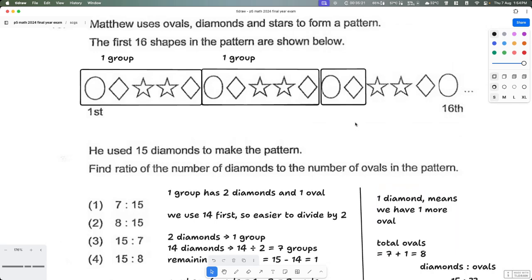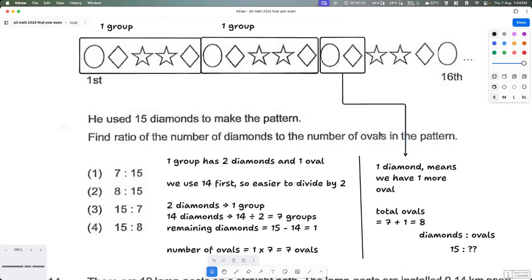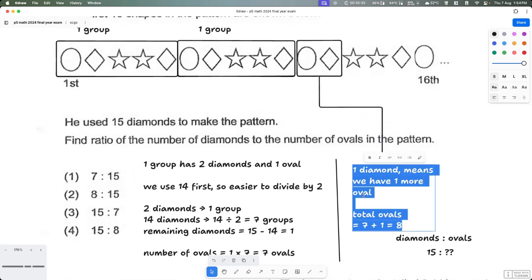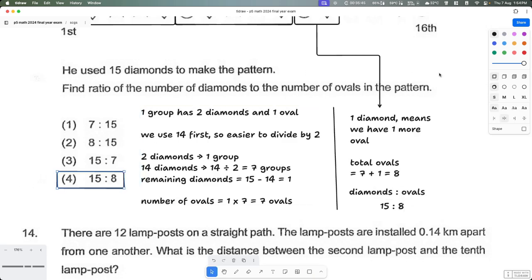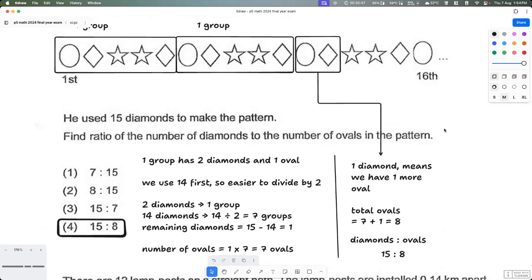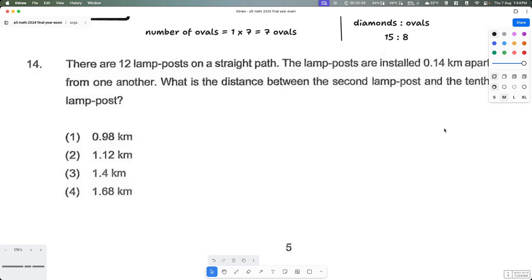In this case, let me put an arrow over here. I don't know if I can. Okay, you know what? I'm just going to put a line. Like this. So one diamond means we have one more oval. So total ovals is this, and then diamonds to ovals is 15 to 8. So the answer is 15 is to 8. Option number 4. All right, let's move on to the next question.